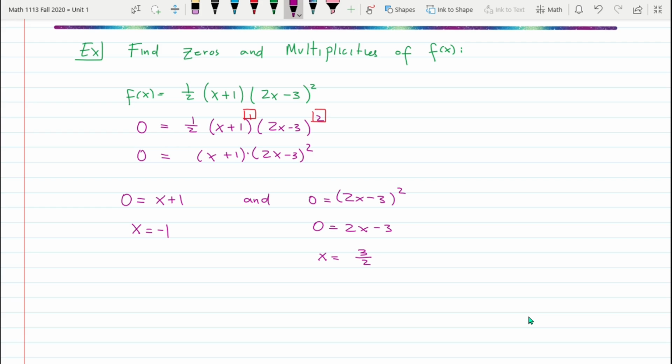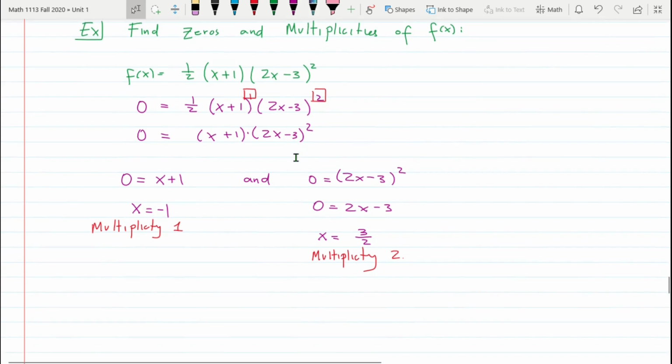Okay? Now the big idea here is that this has multiplicity of 1, because that was the power that was around that term, right? Power 1. This has multiplicity 2, because that's the power that was outside of that term.